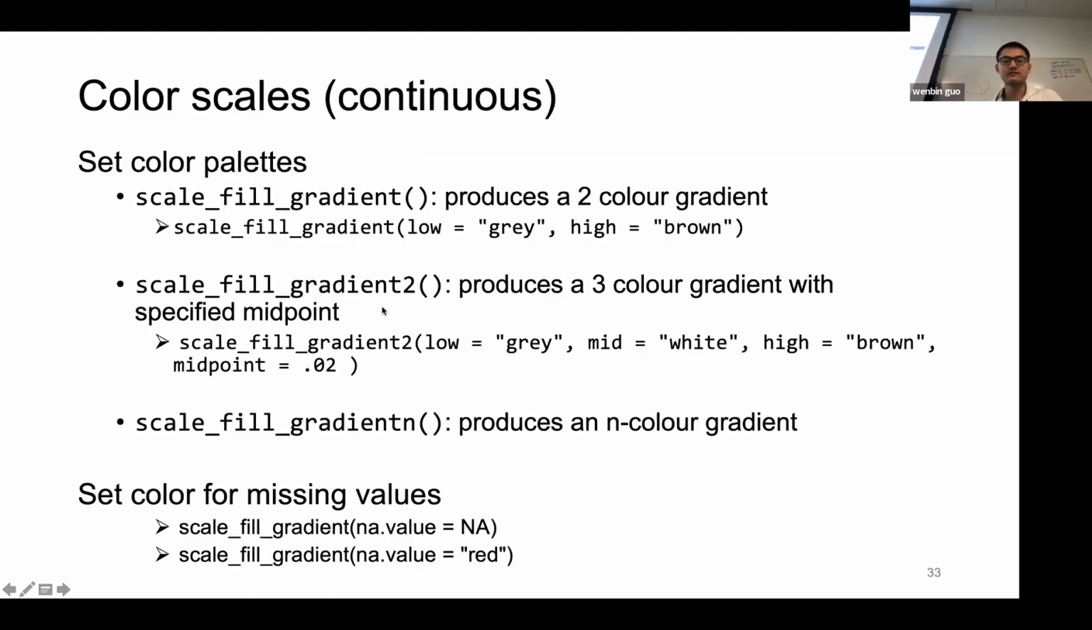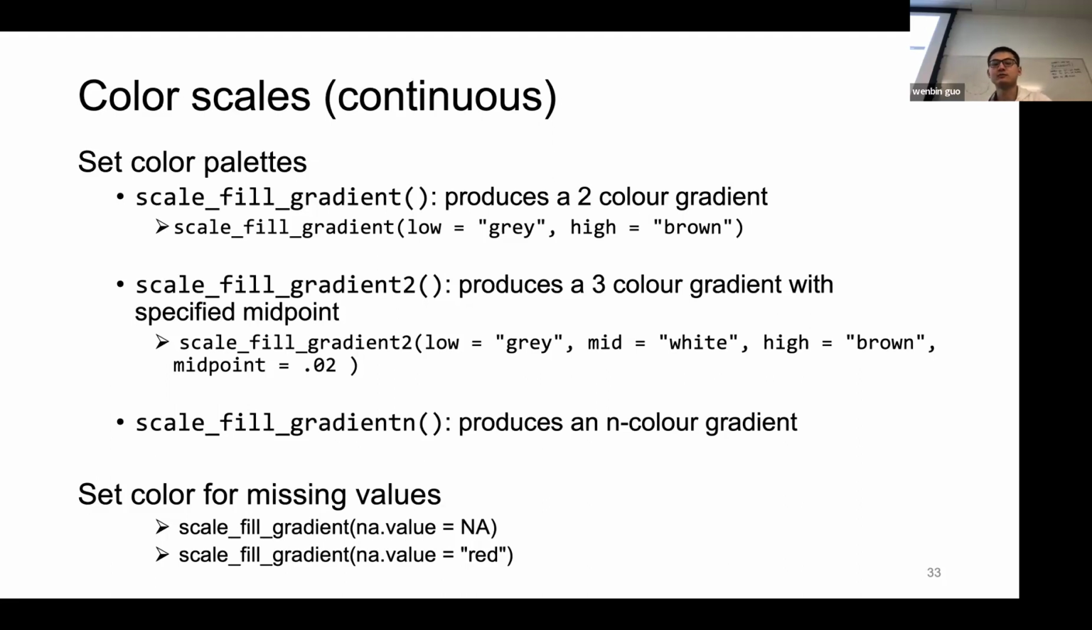So here, using the fill as an example, if we are working with a continuous variable, we can set the color palettes using the gradient. This will give you a two-color gradient by specifying the low and the high color. It will generate a transition gradient color from the low to the high. And if you want to generate a 3-color gradient, then you can specify the low, mid, and high. So I think these two are very classic examples of the diverging color or the unidirectional color.